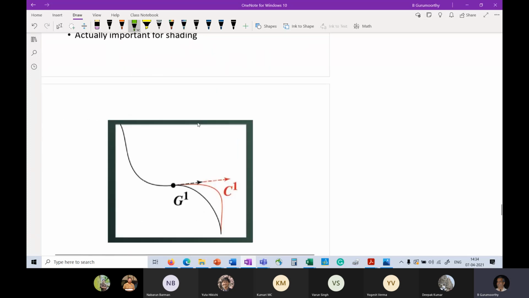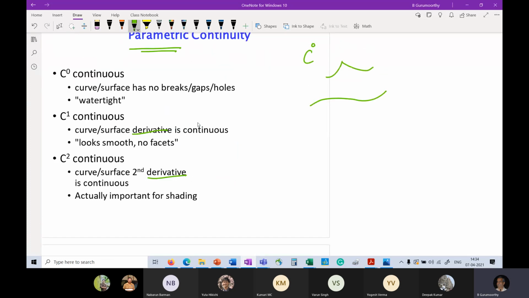Okay, there's a mistake. I'm missing a slide here. But anyway, let me write it down here. And when I post it on the site, I will fix this. We have another type of continuity called geometric continuity. Okay, where the same definitions apply, except that we only expect the directions to be the same, not magnitude.